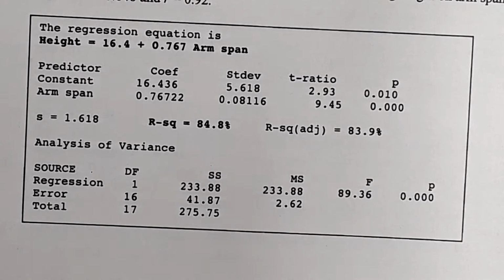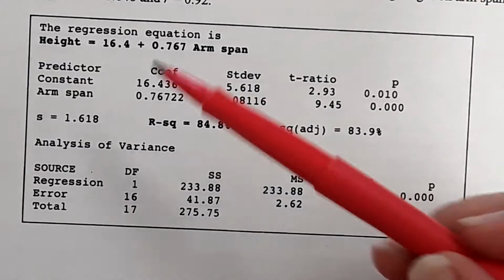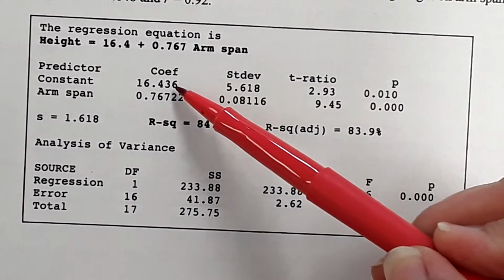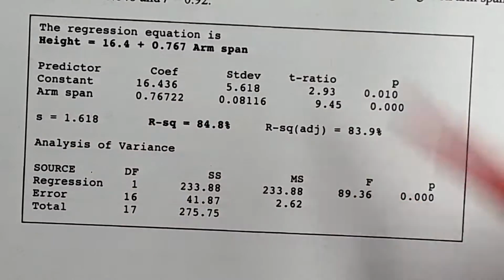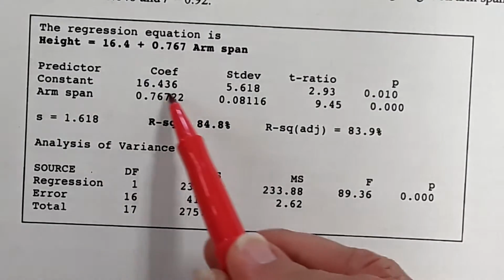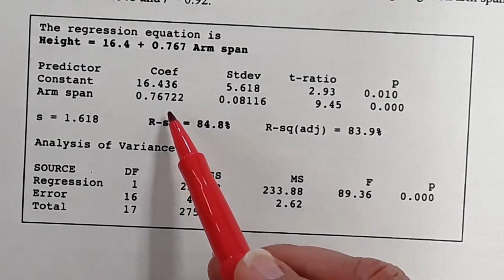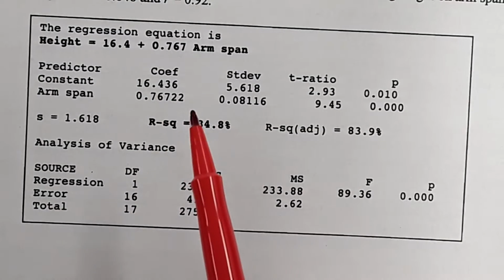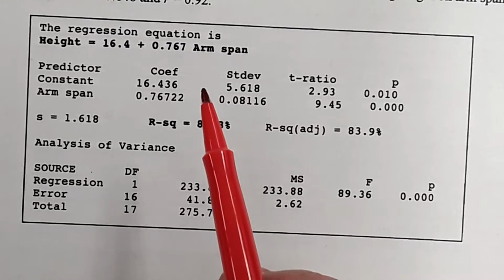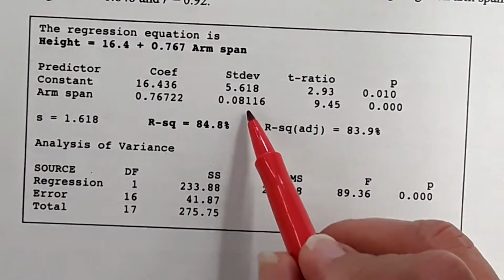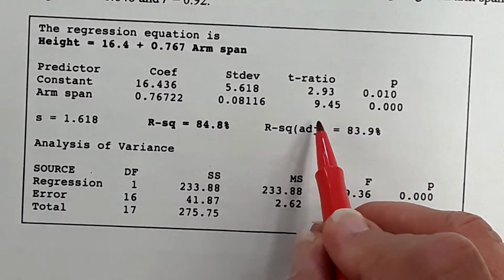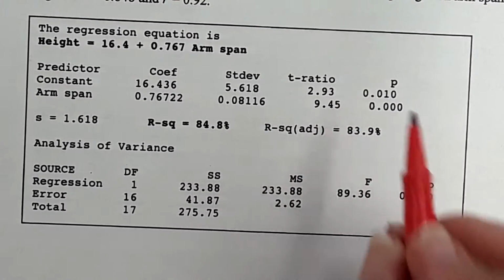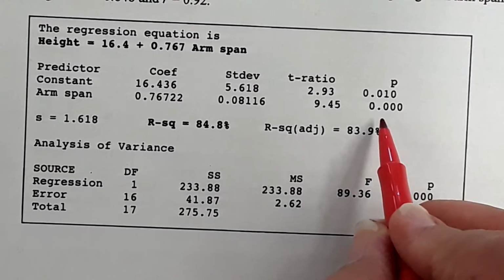Okay, so let's just make sure we know again. What's the constant? Y-intercept. What does arm span, what does this number mean? Slope. And you guys, it doesn't matter whatever computer output you look at, that will always be slope. What is this? Standard error of slope. This is the test statistic, and then this is your p-value.